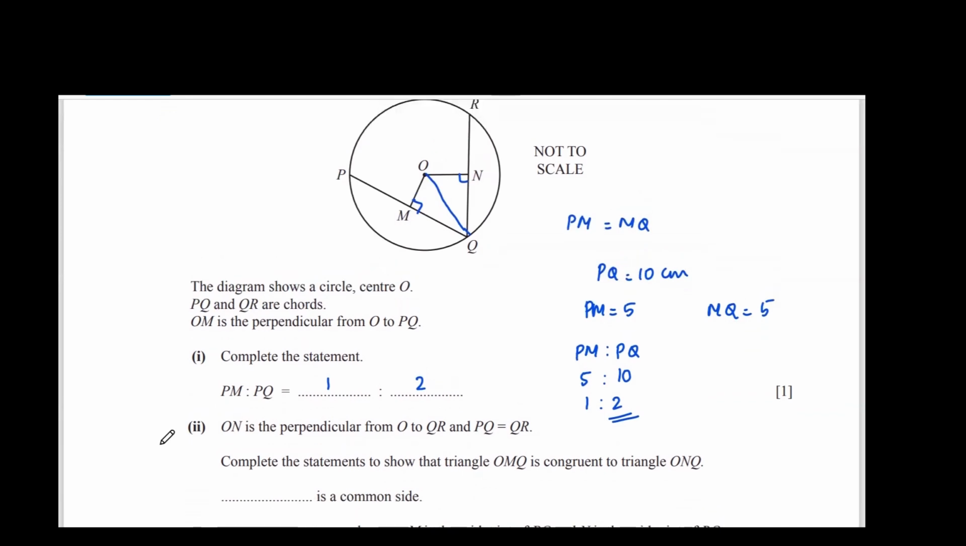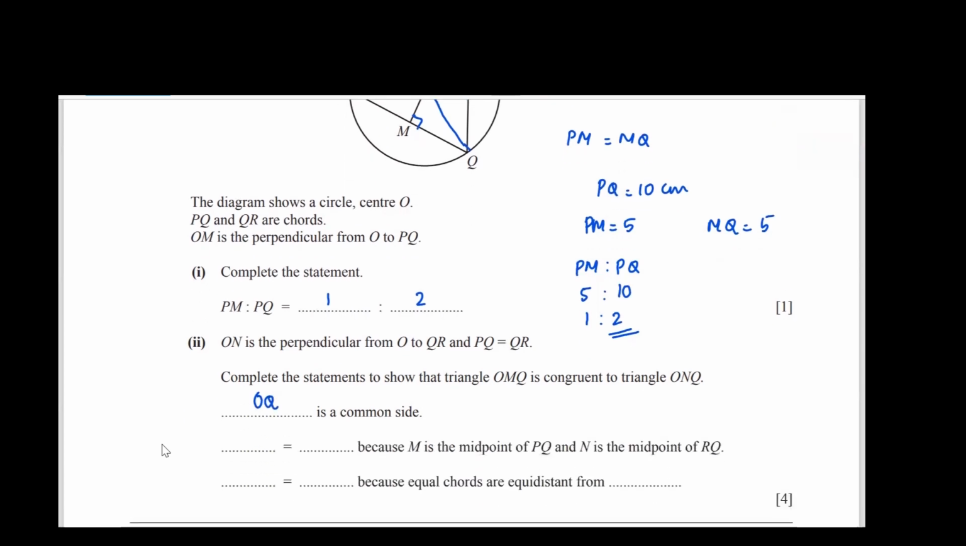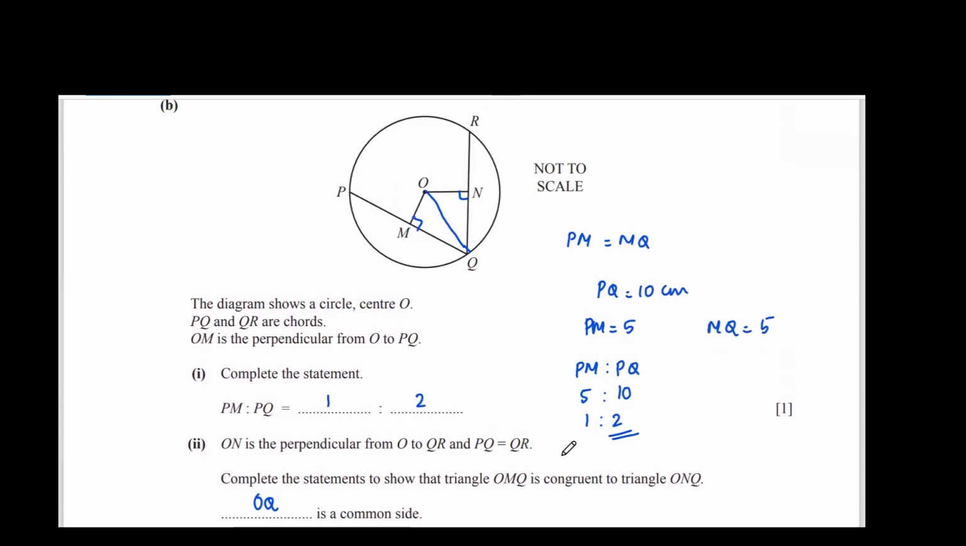So dash is a common side. So if we're considering the triangles OMQ and ONQ, I can see that OQ is the common side here. So OQ is a common side. Now, dash is equal to dash because M is the midpoint of PQ and N is the midpoint of RQ. Here, MQ will be equal to NQ because it is given that PQ is equal to QR. So I forgot to mention this point here. The chord PQ is equal to RQ.